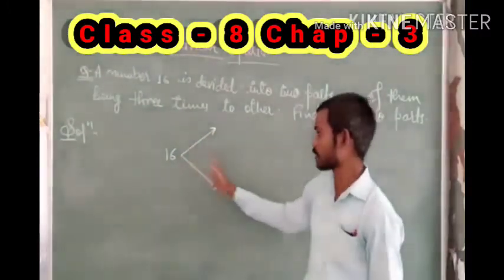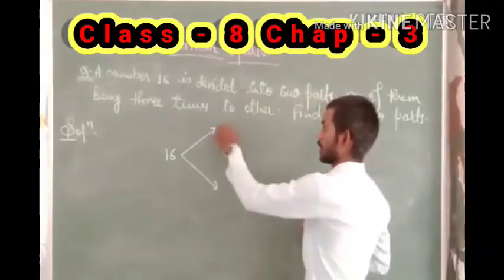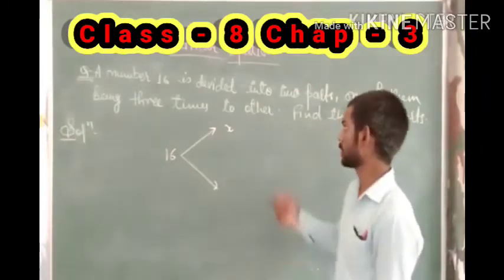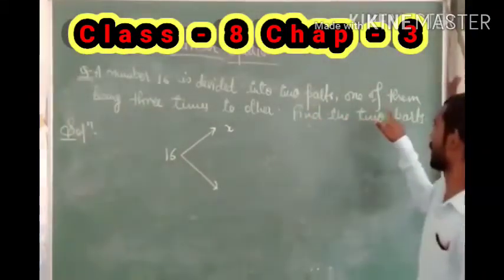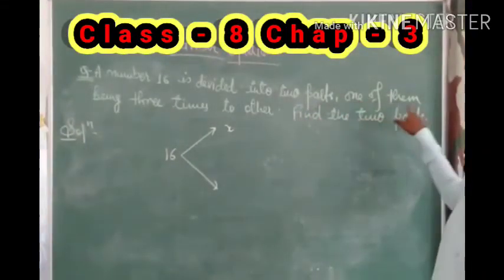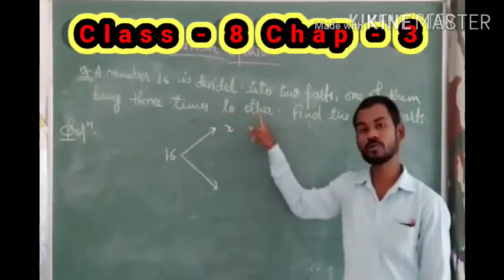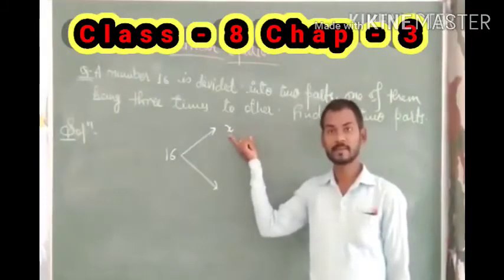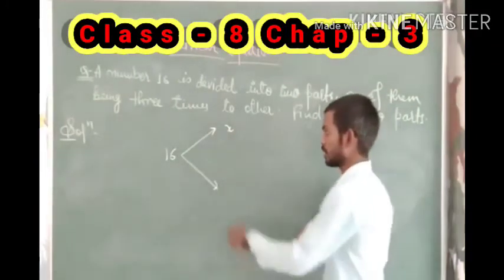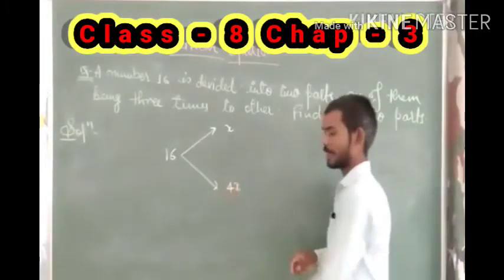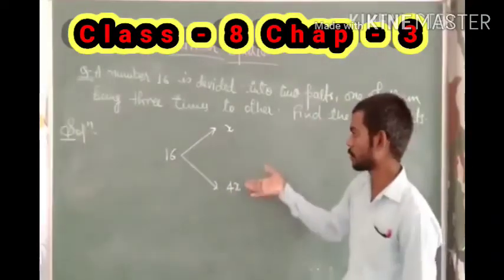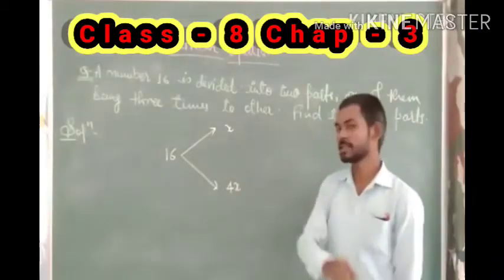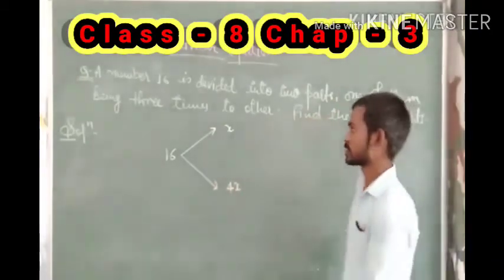Let 16 be divided into two parts, meaning the one part is x and the second part, as the question is explaining that one part of them is 3 times the other, means if the first part is x, then the second part is 3x. Here we have to find the value of x and the value of 3x. The question is very simple. Now let's start.